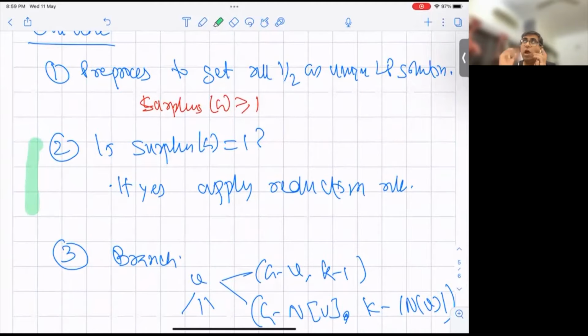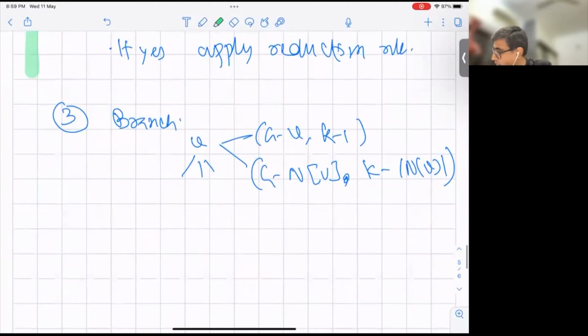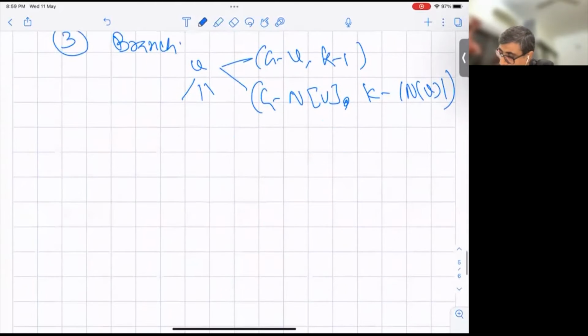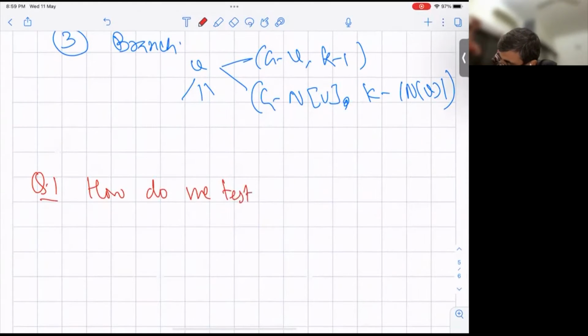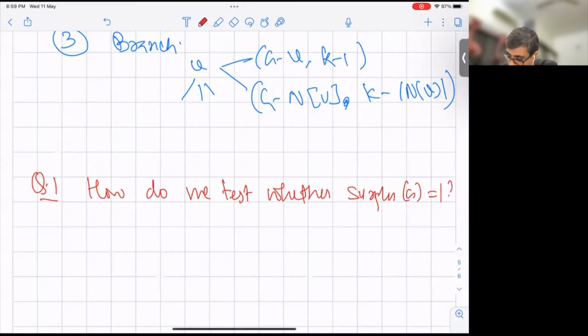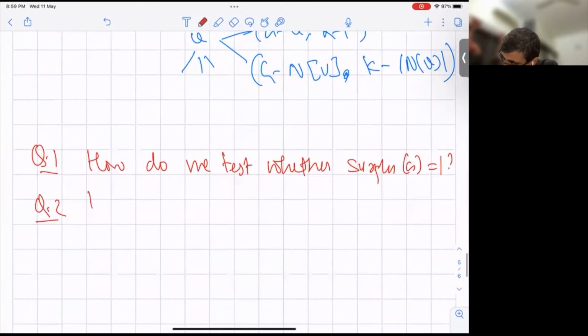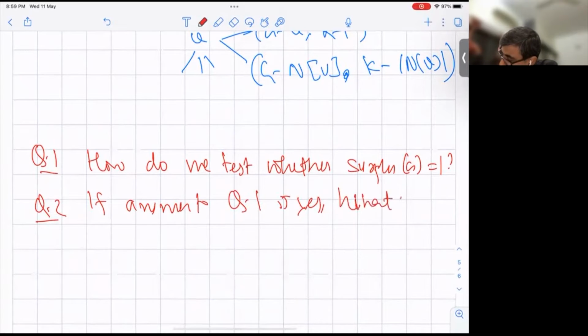But there are 2 questions. So let's write down our questions and try to answer question number 1. How do we test whether surplus of G is equal to 1? That's question 1. Question number 2: if the answer to question number 1 is yes, what reduction rule will we apply?